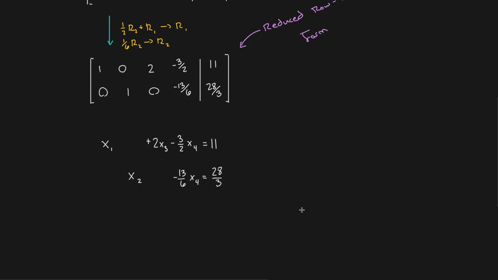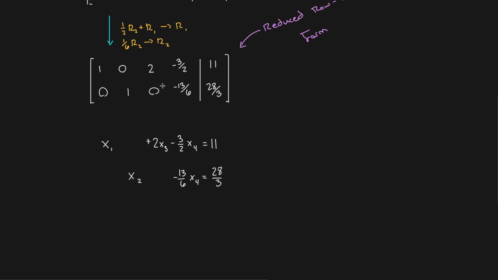Okay? Now, we can easily solve for x1. We could get x1 by itself by just moving this to the other side. And so I can express x1 in terms of x3 and x4. Same for x2. If I move this to the other side, I can easily express x2 in terms of x4. And that's why we choose x3 and x4 to be our free variables. We will always have 2 free variables, but technically I could choose almost any of the variables I want to be the free variables.